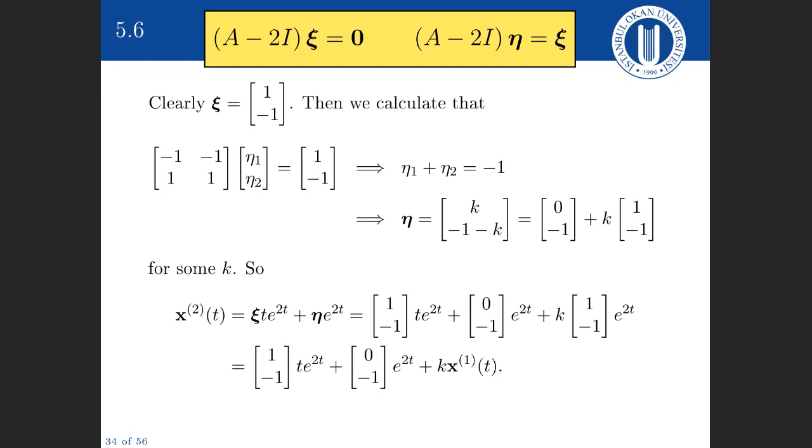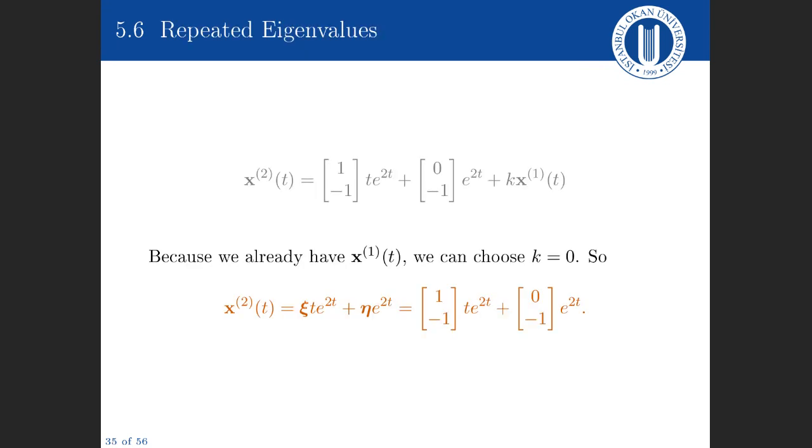Now, wait a minute, we're trying to find a solution which is linearly independent from x1. Having plus a multiple of x1 doesn't help us. You don't need this part. This doesn't make us linearly independent from x1. So we could choose k equal to 0 if we wanted to. Then we would have (1, −1) t e to the power 2t plus (0, −1) e to the power 2t.